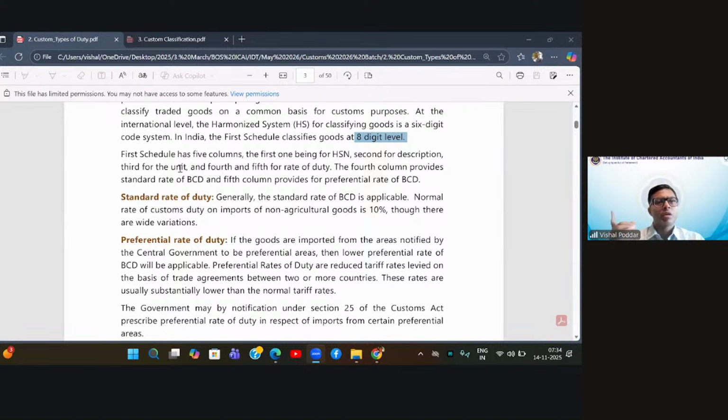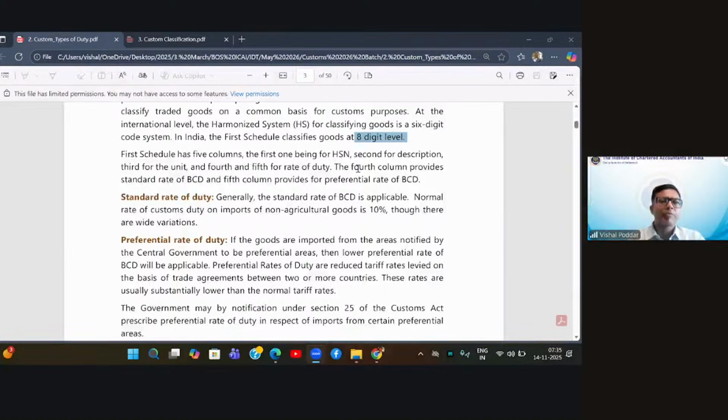Now, unit means what? The rate of customs duty, which is given in the fourth and the fifth column, is per what? Is it per piece? Is it per kg? Or is it a percentage of value? So that unit is given in the third column, so that you come to know that when you are referring to the rate in the next two columns, the rate is per kg. So kg will be written in this third column. If it is a percentage of value, then percentage will be written, so that you understand that it has to be multiplied by value. And then the fourth and fifth columns both deal with the basic customs duty rate.